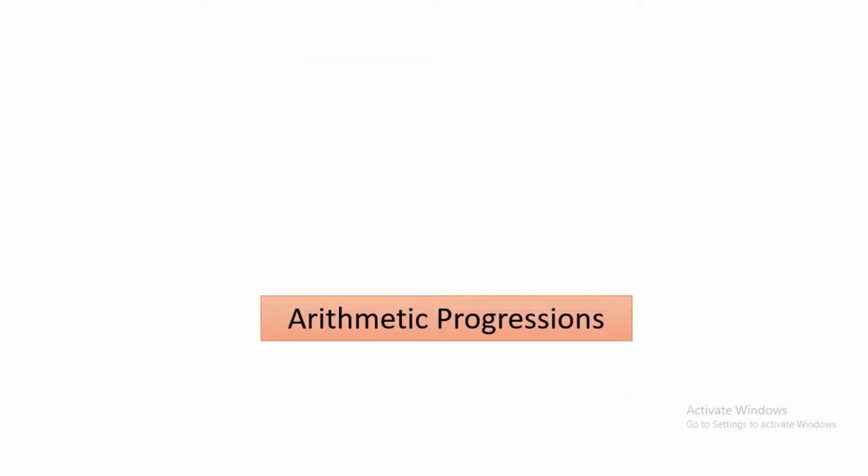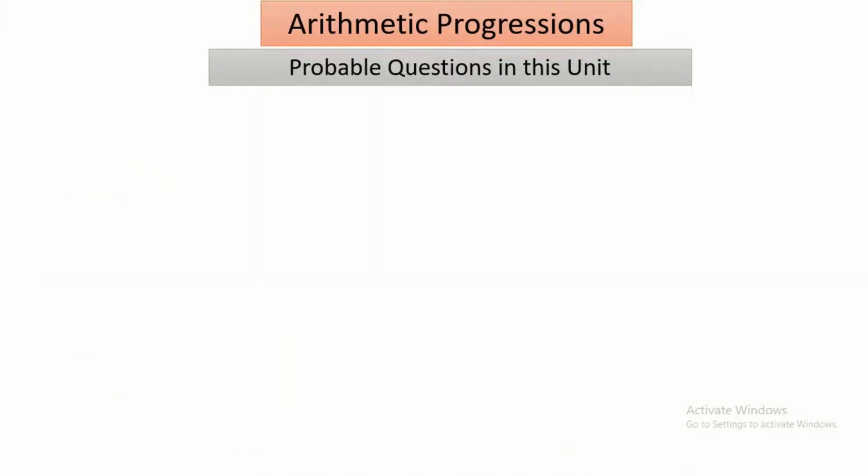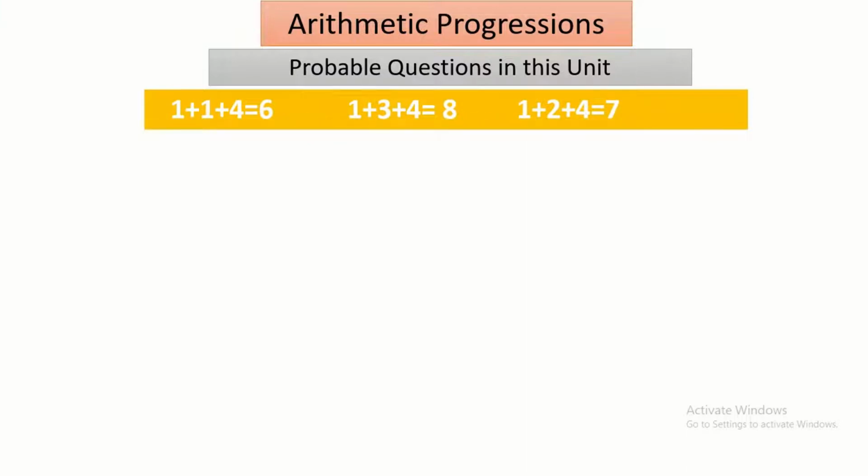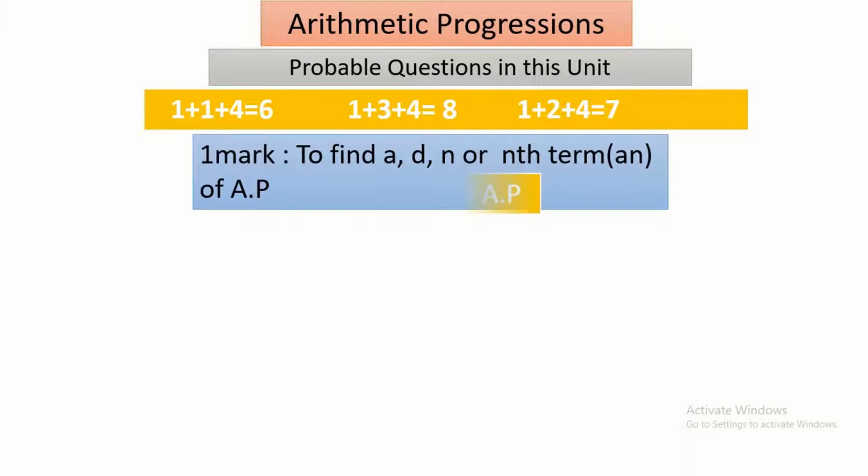Now we move on to the next chapter, arithmetic progression. The probable questions in this unit are two 1-mark questions and one 4-mark question, or the second model is one 1-mark question, one 3-mark question, and one 4-mark question. Totally 8 marks may appear in arithmetic progression, or a 1-mark, a 2-mark, and a 4-mark question, so totally it may be 7 marks. The marks distribution may vary from one question paper to another, so the questions may appear like this in arithmetic progressions.